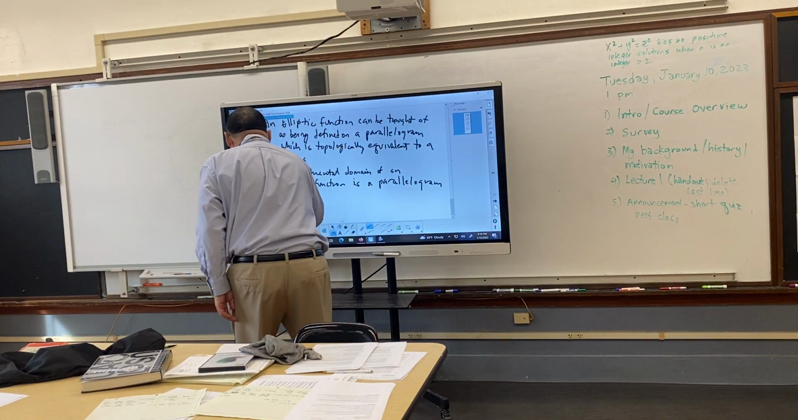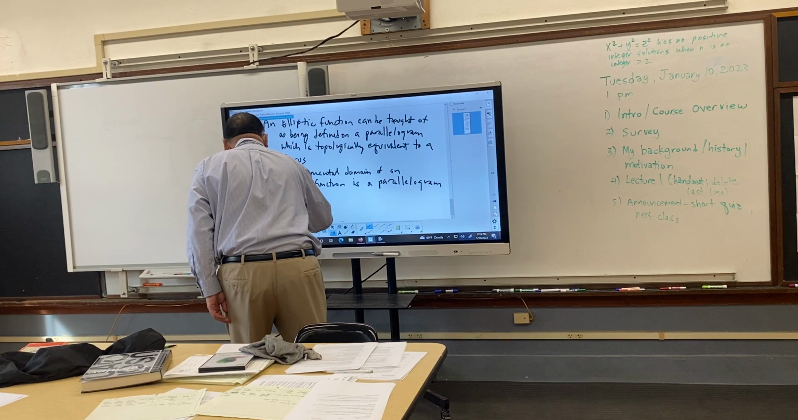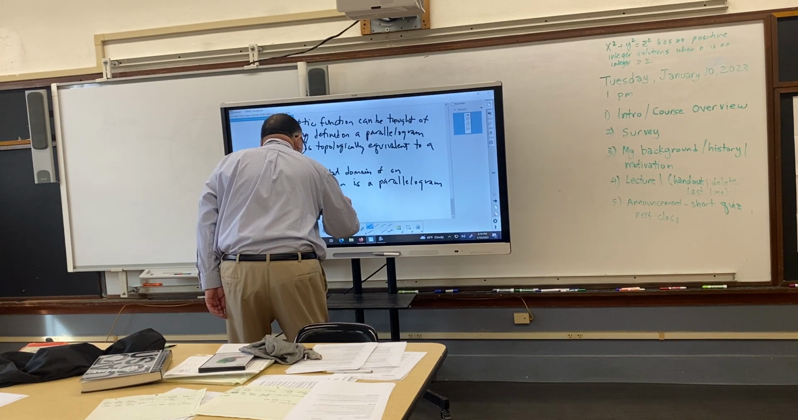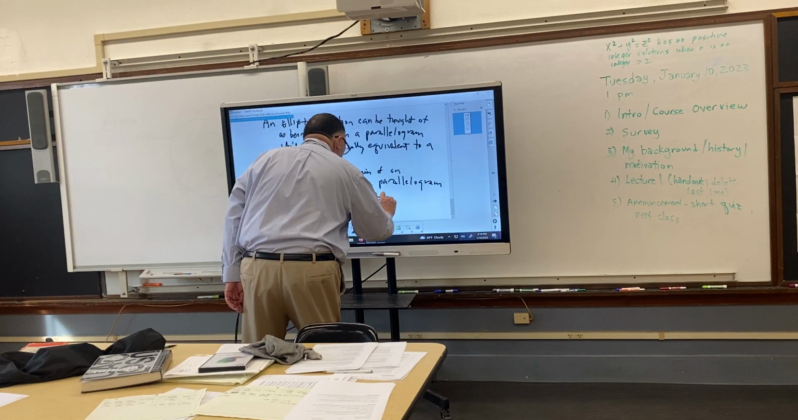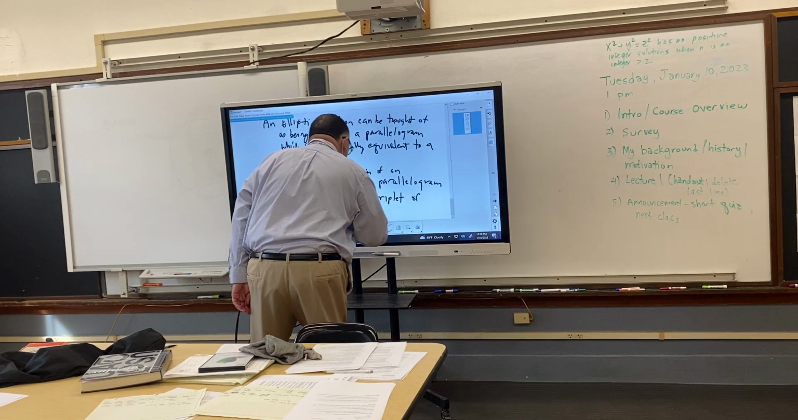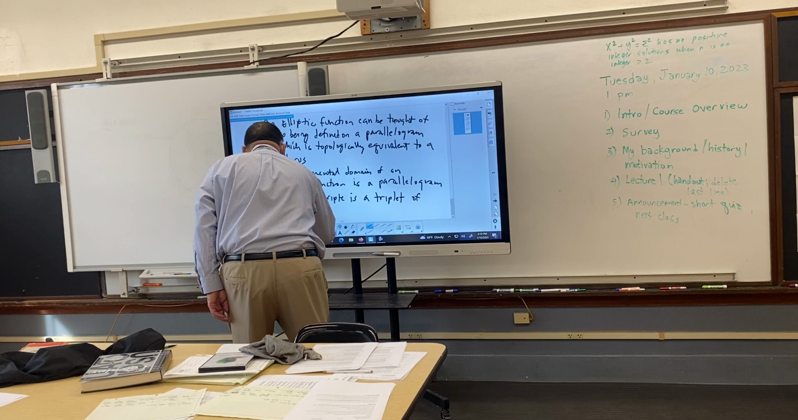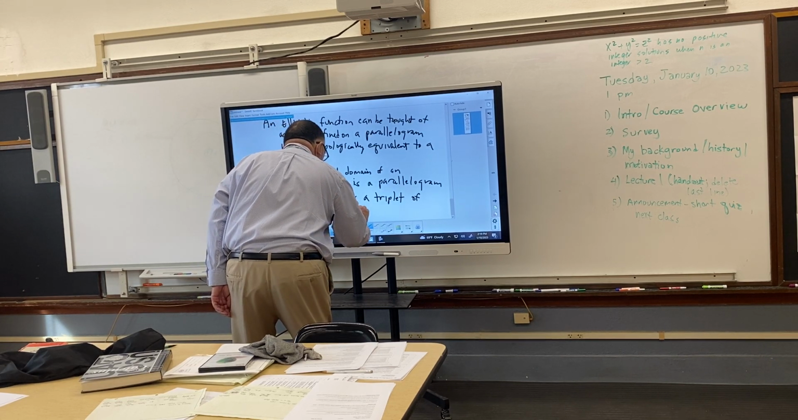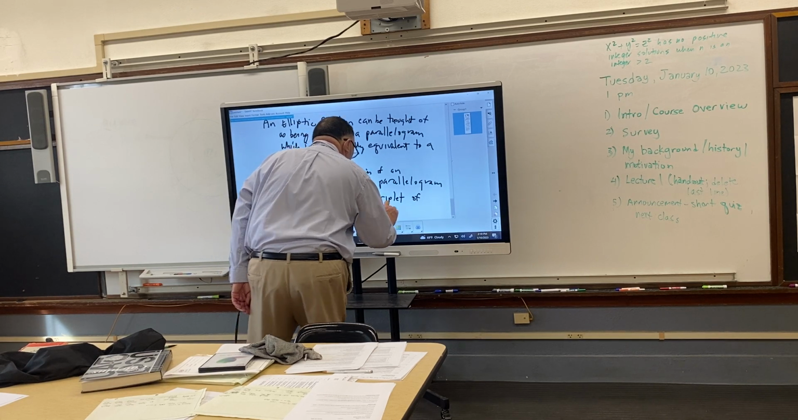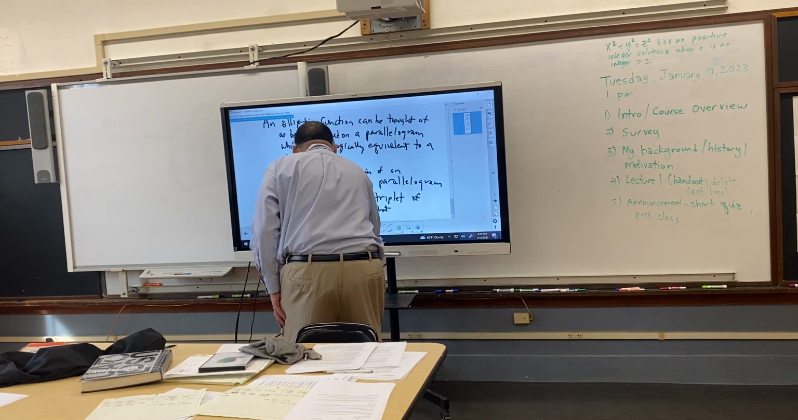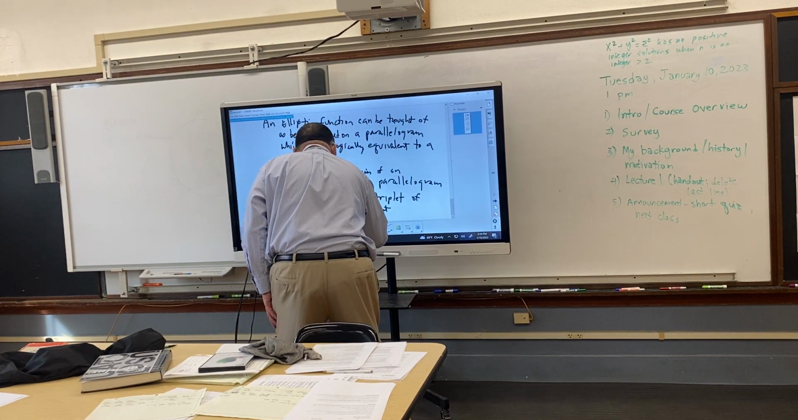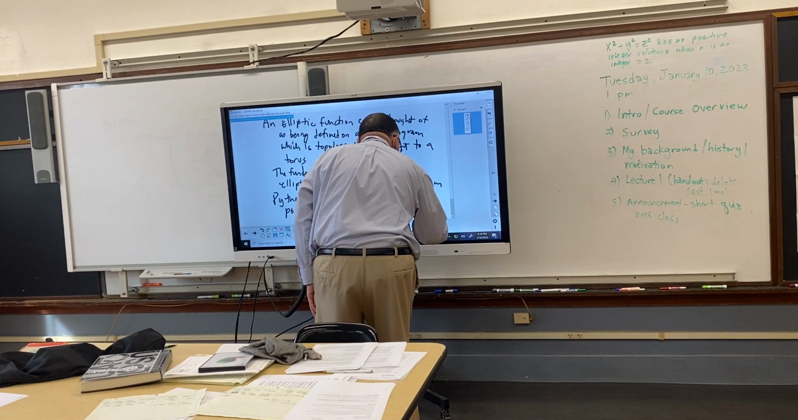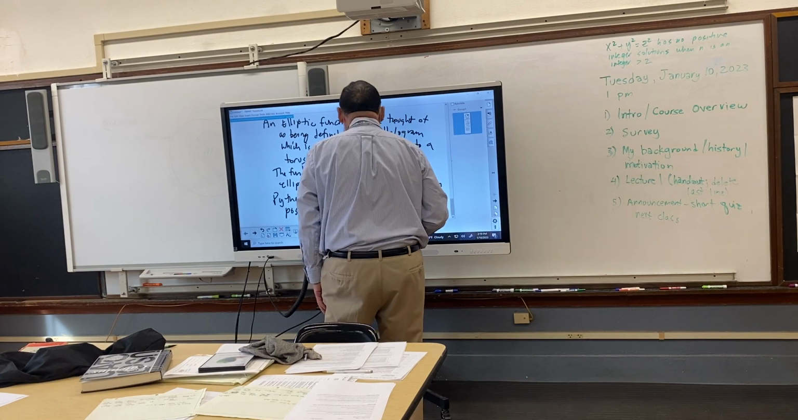And then remember a Pythagorean triple. A Pythagorean triple is a triplet of positive integers x, y, z such that x squared plus y squared is equal to z squared. So what are some examples?